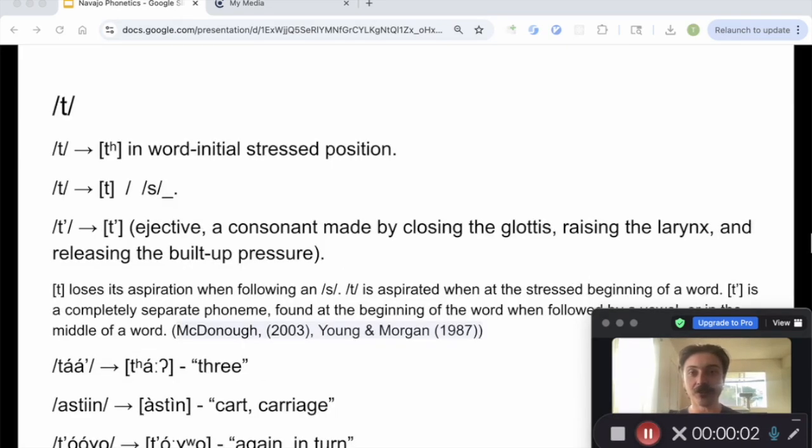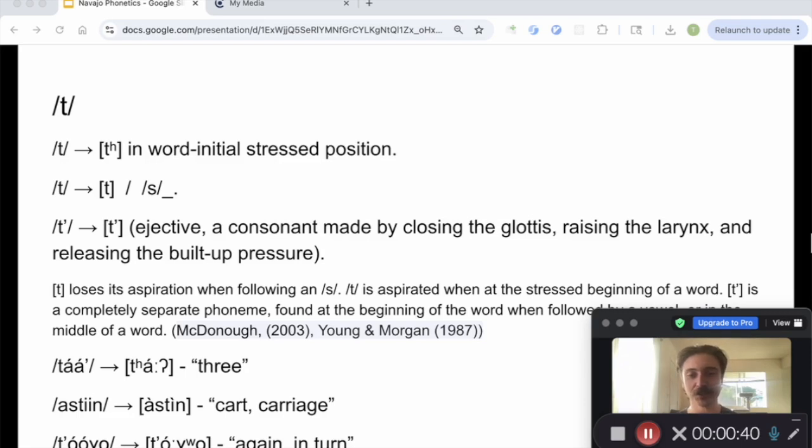Another rule involves the letter T. There's actually three forms of the letter in the Navajo language. The aspirated, the unaspirated, and the ejective. Aspiration we're familiar with. T aspirated is T as in top, versus unaspirated would be the T as in stop. It's a subtle difference there, but there's more of a puff of air that comes out with the aspirated version.